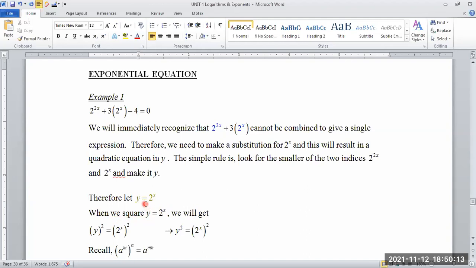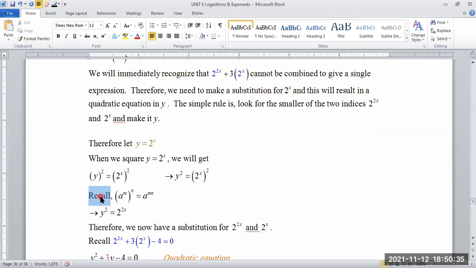Then if y is equal to 2 to the x, in order for me to get a substitution for 2 to the 2x, I have to square y. When I square y, I get y squared, but 2 to the x is not like you're squaring 2 and getting 4. It is 2 to the x squared, and that gives you 2 to the 2x. Sir, how did you get that? Recall.